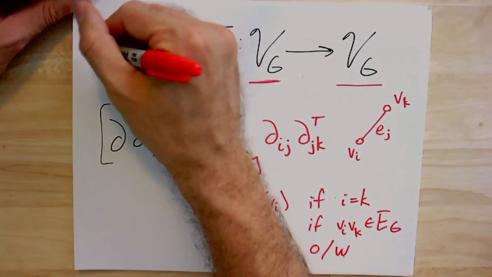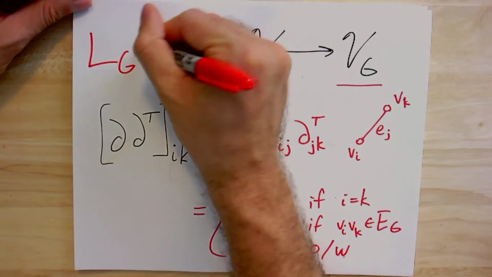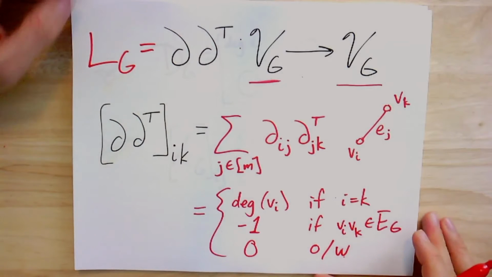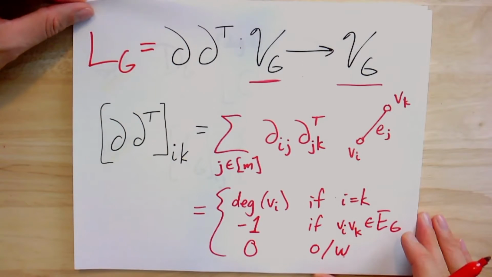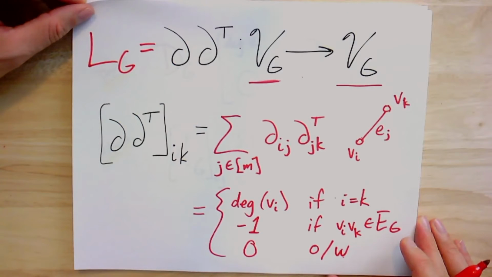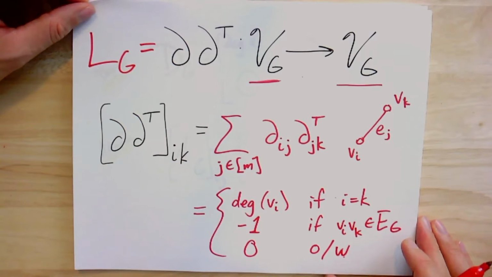All right, now this matrix, as I said in the beginning, is called the Laplacian. Now, this is not maybe the most common way to discover the Laplacian.